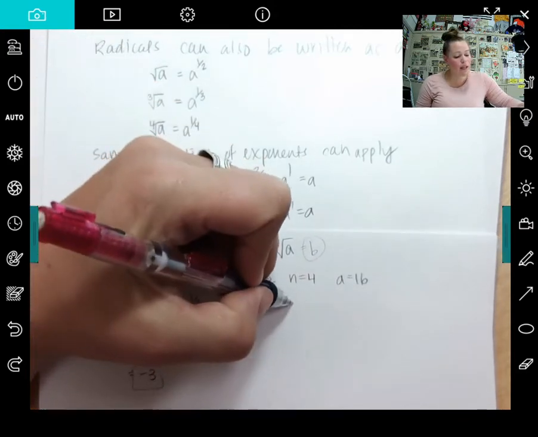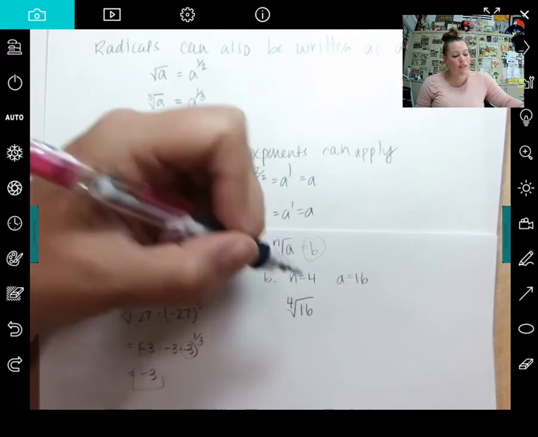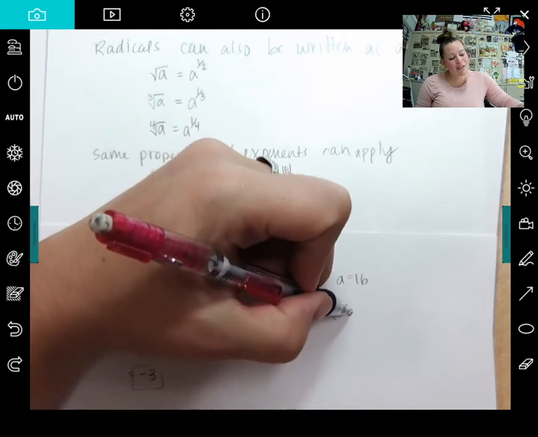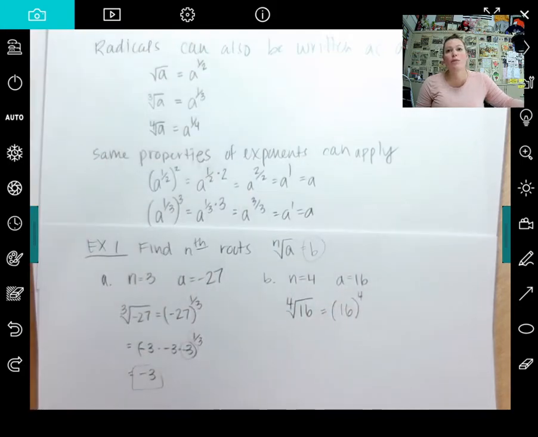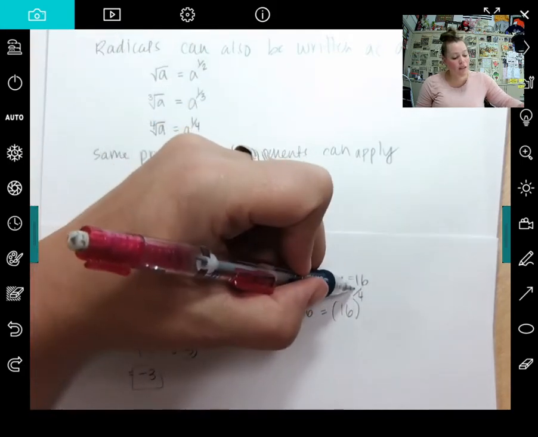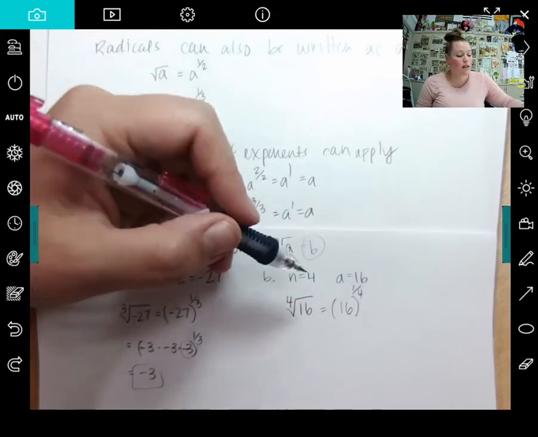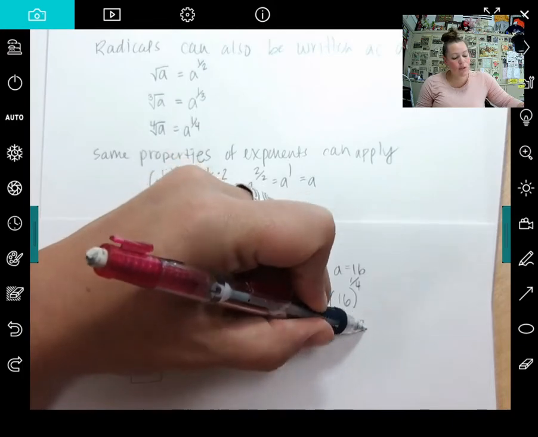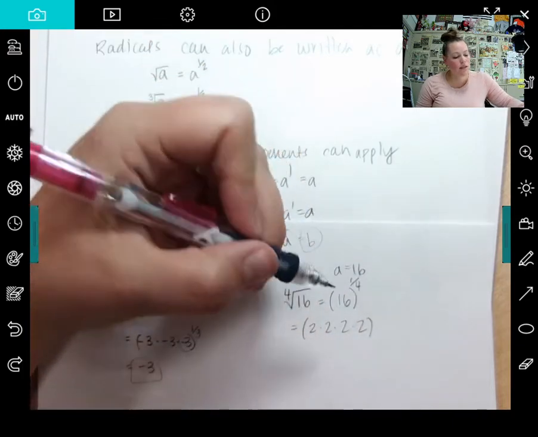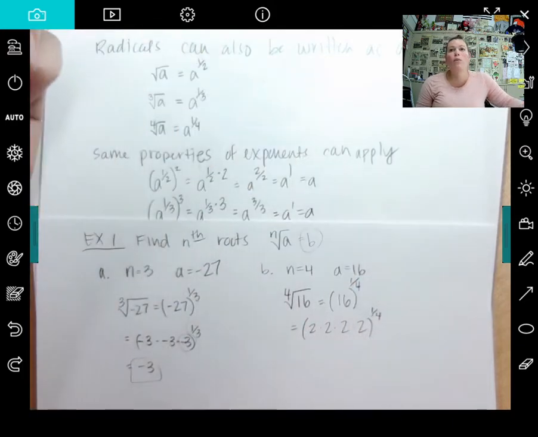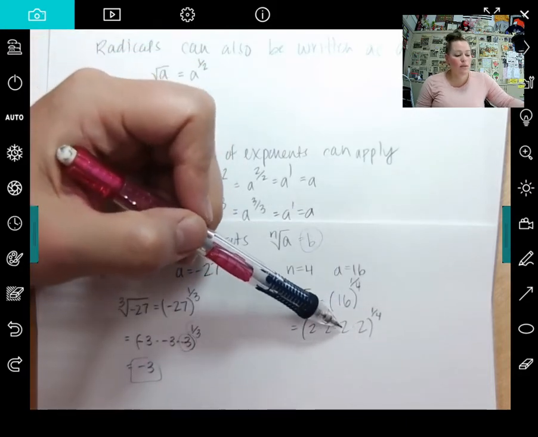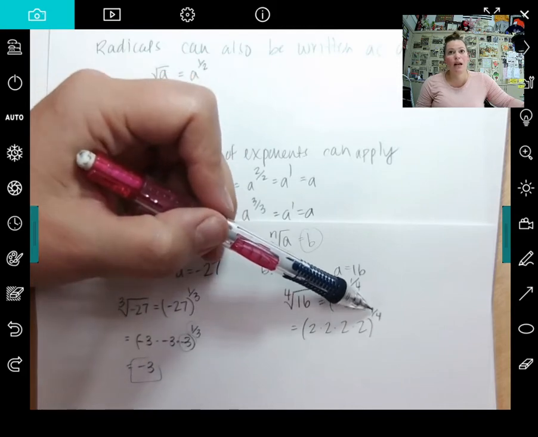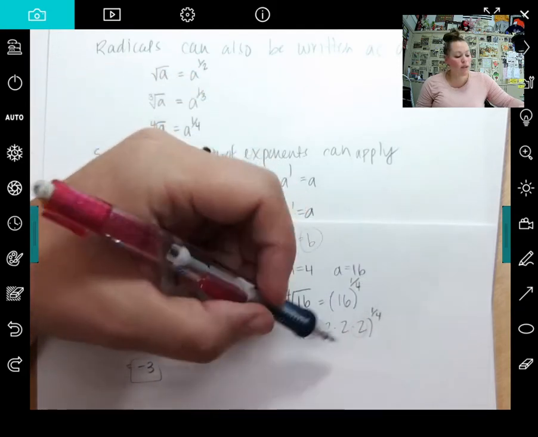So this would say the 4th root of 16. What number times itself 4 times would give us an answer of 16? That should be a 1/4, sorry. So that is going to be 2 times 2 times 2 times 2 equals 16, sorry. And we want the 1/4. So 2 times 2 times 2 times 2, 4 times, gave us 16. Now we're going to take one of those. So our answer should just be 2.